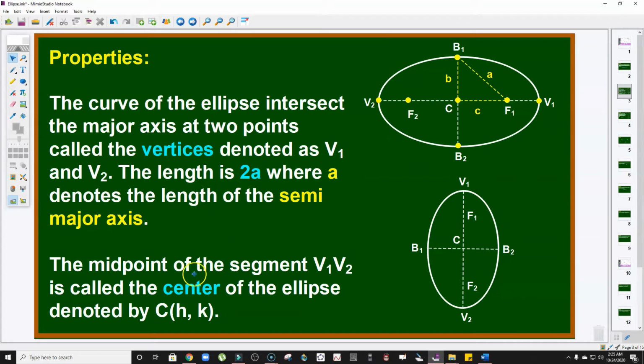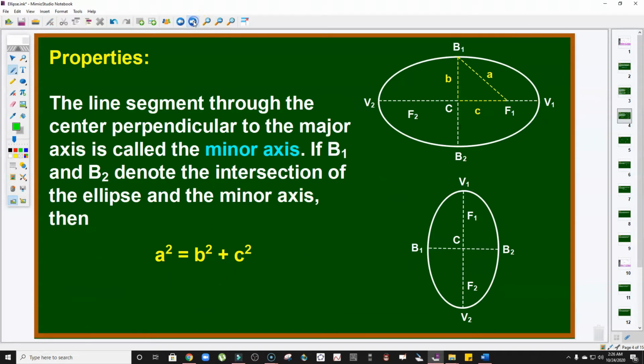The midpoint of the segment b sub 1, b sub 2 is called the center, denoted by c or (h, k). The length of this is a. Next, the line segment through the center perpendicular to the major axis is called the minor axis. If this is the major axis, this is our minor axis. If b sub 1 and b sub 2 denote the intersection of the ellipse and the minor axis, then we have this Pythagorean relation.